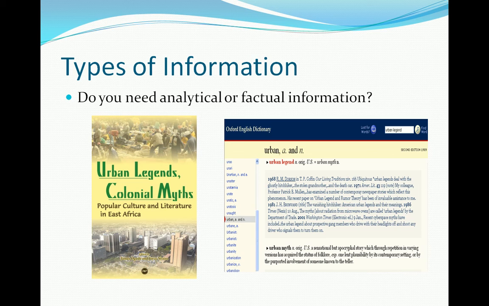Factual information, as exhibited on the slide, is things like encyclopedias and handbooks. Here you'll notice the Oxford English Dictionary online is an example of factual information. It's based on objective information. That's very factual. The other item is a book called Urban Legends, Colonial Myths, and this provides analytical information.